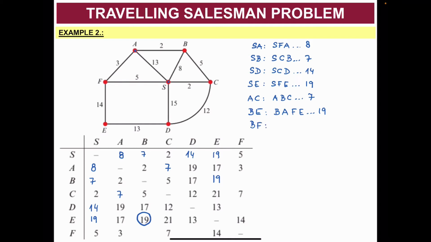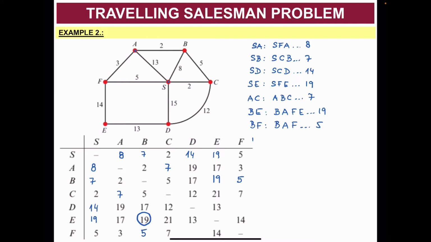The next one is BF. BF, so from B to F, you can pass through S, that would be 13 units, or you can go through A, that is only 5 units, so obviously much shorter. BF is 5, so BF and BF.